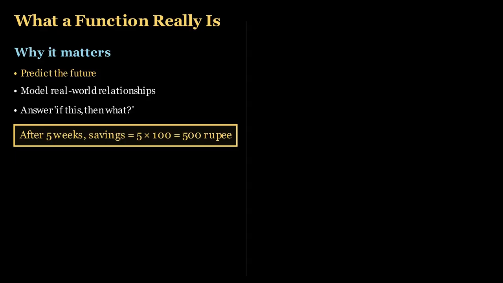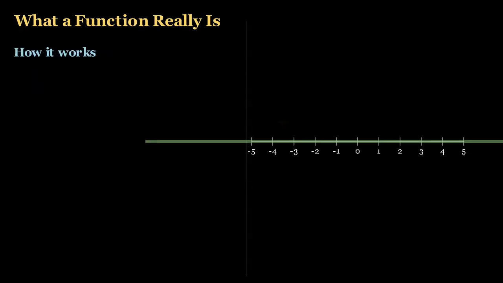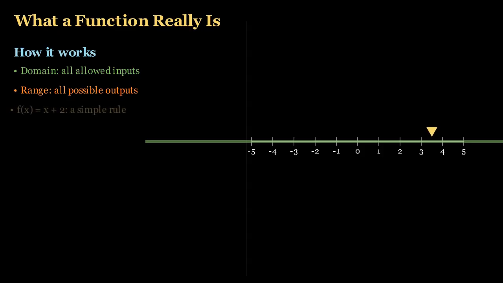The set of all numbers you are allowed to put in is called the domain. Think of it as the menu of a restaurant. You can only order what's on the menu. For our simple function, the domain is all real numbers. You can put in 3, you can put in -7, you can put in pi.